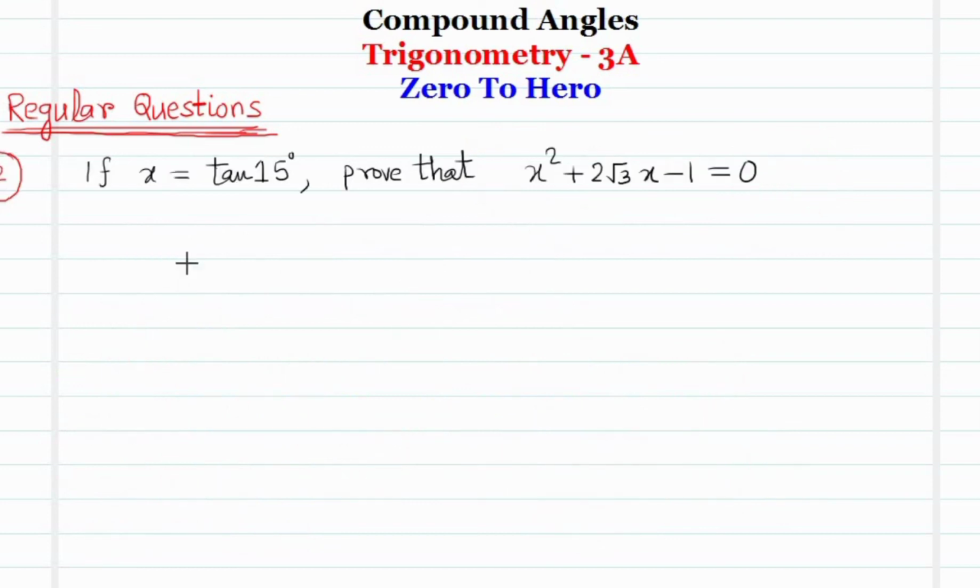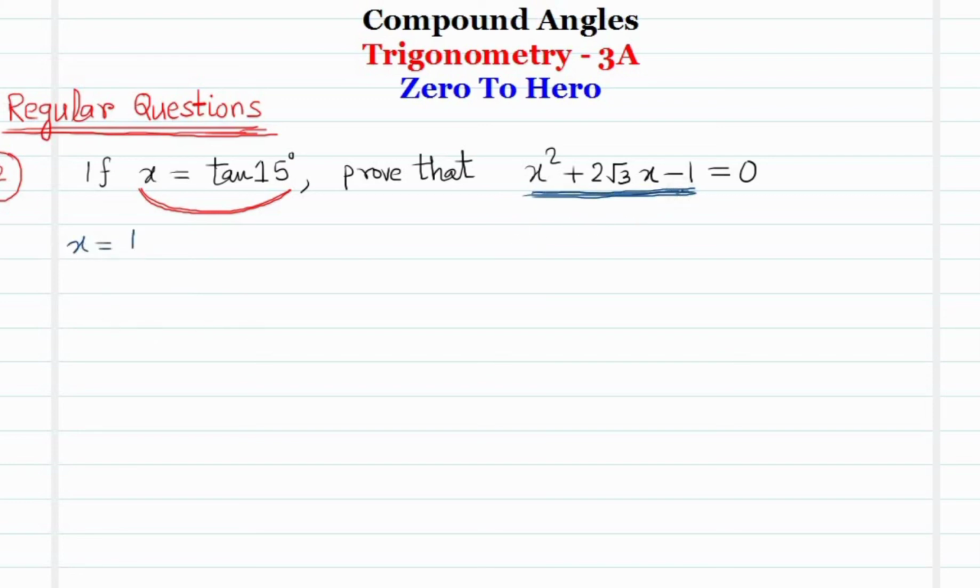The next question is, given that x equal to tan 15 degree, prove that x square plus 2 root 3x minus 1 equal to 0. So once again, this is a direct calculation formula. First we need to find the value of x. That is very important. And what is x? X is tan 15 degree. After finding the value of x, we need to substitute the value in the expression of the left hand side.